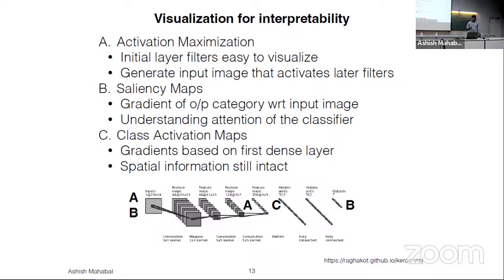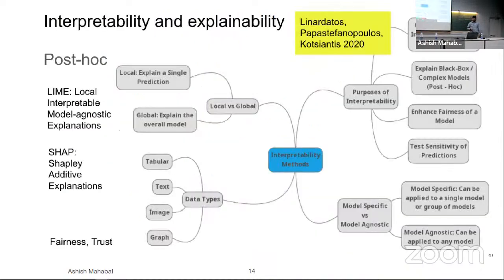So there's activation maximization, where you look at initial layer filters, very easy to visualize, or saliency maps, which look at various kinds of gradients or understanding attention of the classifier, where it is paying more attention, etc. Or class activation maps in general. So here's a broad overview; one part is missing, but that's all right, I guess.